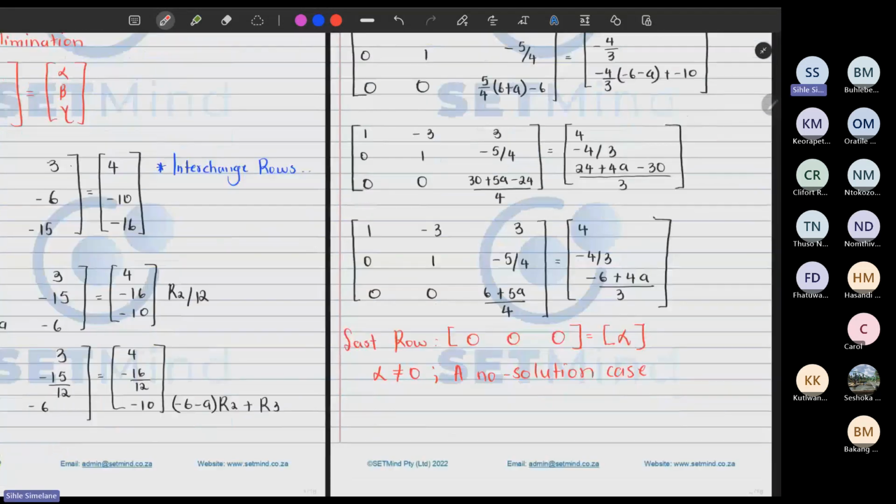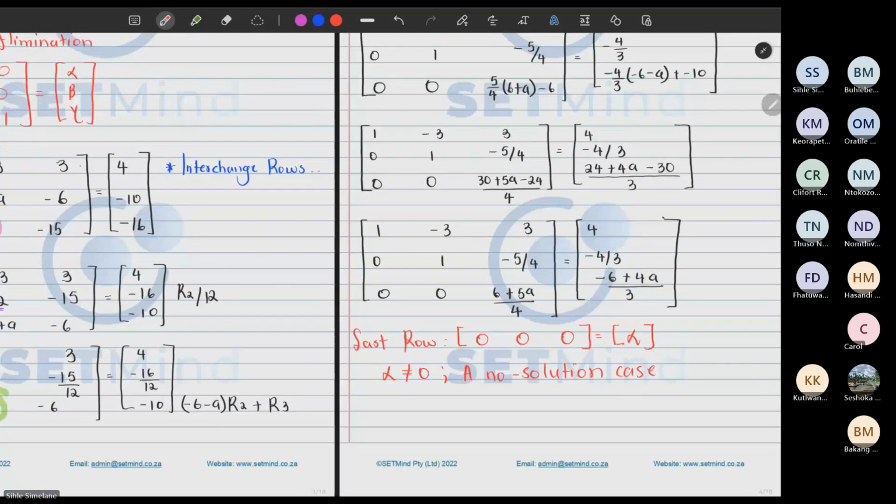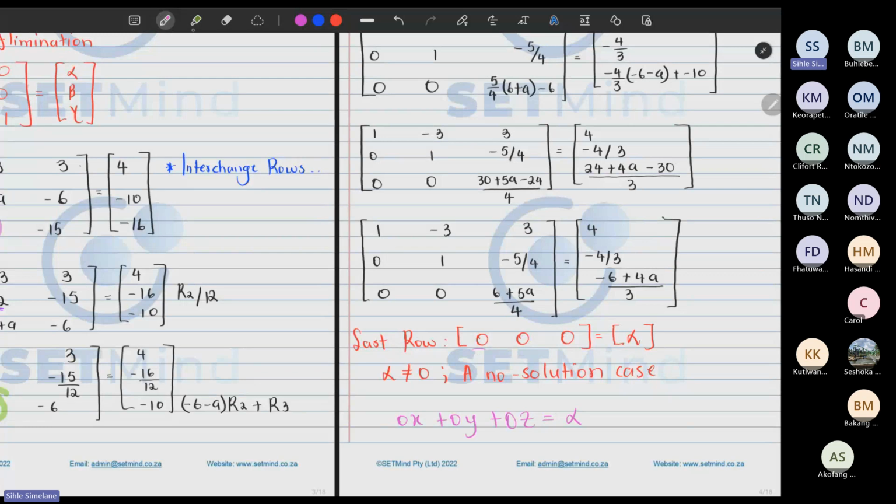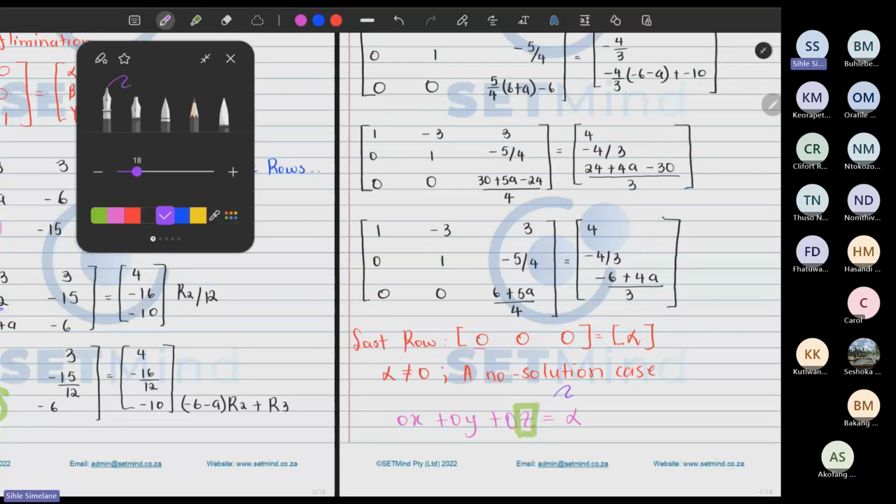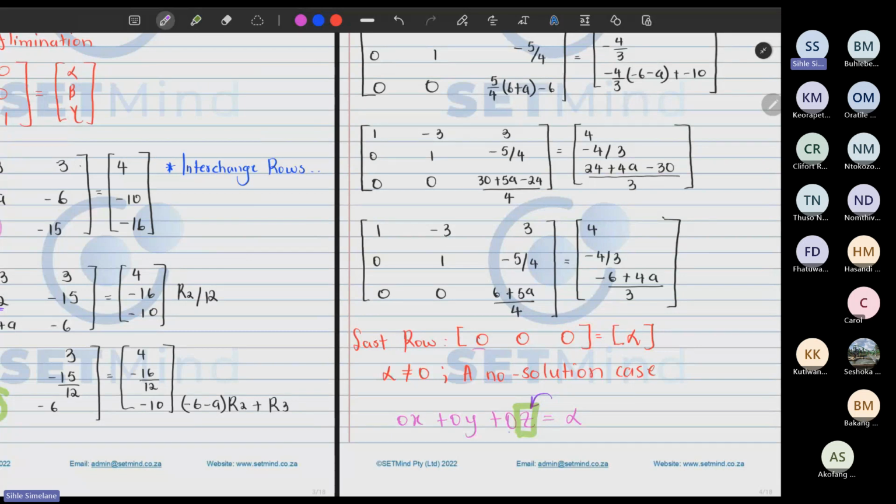Why is it a no solution? Because all this last row means is 0x plus 0y plus 0z is equal to alpha. Remember, the last row is supposed to help us to find z. So now you need to think carefully why such a case will give you a no solution, especially when alpha is not 0. You need to think logically. There is no z value which we can multiply by 0 and get alpha, where alpha is a non-zero number.